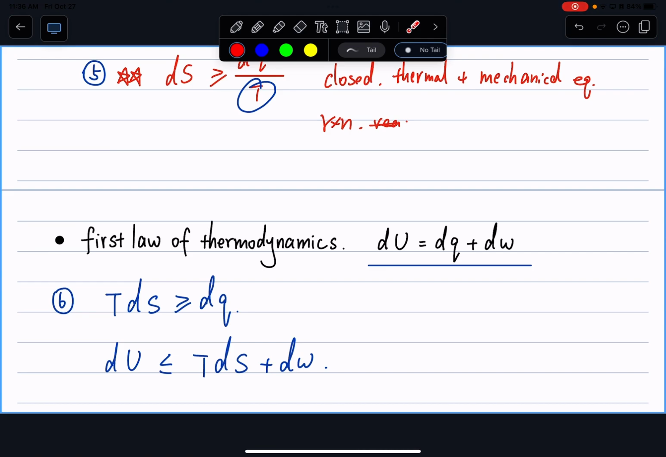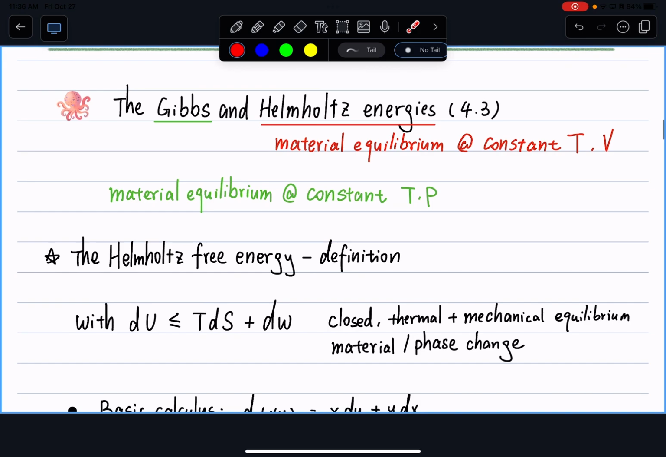Nope. Okay. Now we want to define two new types of free energy. One is called Gibbs free energy, which is used to describe material equilibrium at constant temperature and pressure. The other is the Helmholtz free energy, which is used to describe material equilibrium at constant temperature and volume.